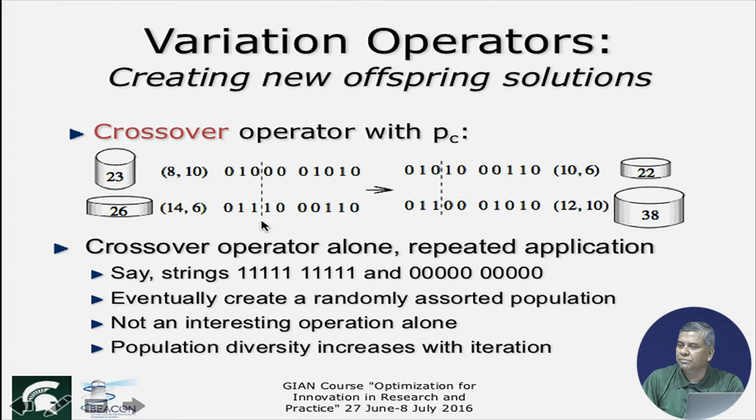Now, after you've chosen that, it divides the string into two parts, right? So you now create the first child by taking the left part of the site from the first parent and the right part from the second parent. So this gets attached to this and I get that. And this gets attached to that and I get this. Okay? So that means I've got two new strings. This is a creation mechanism by which you create offspring. And this is exactly how it goes on in natural chromosomes.